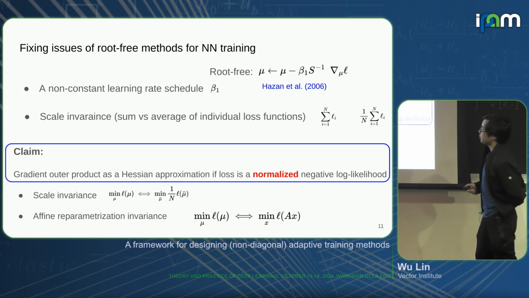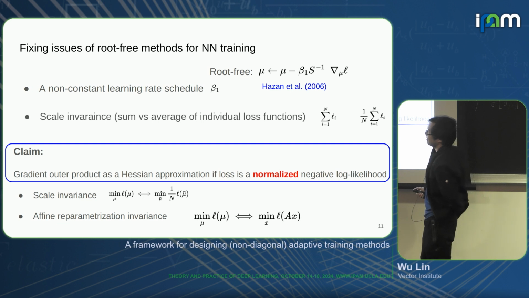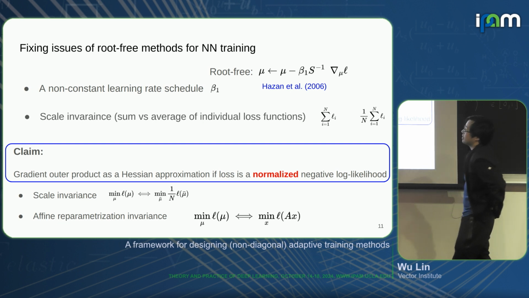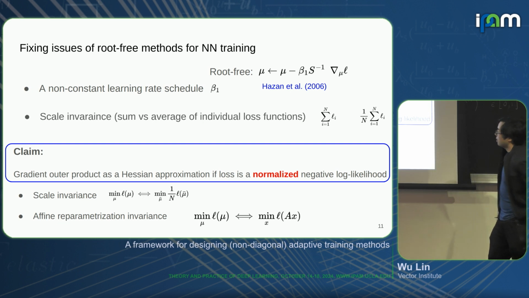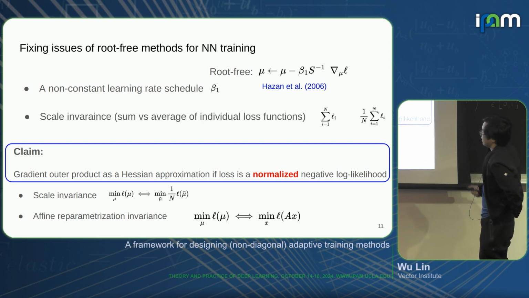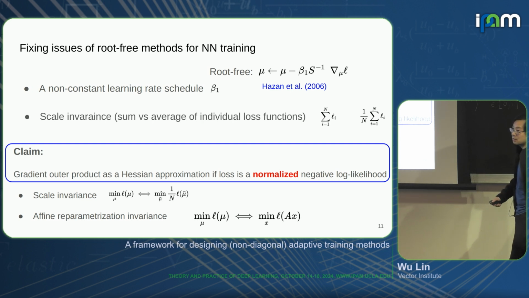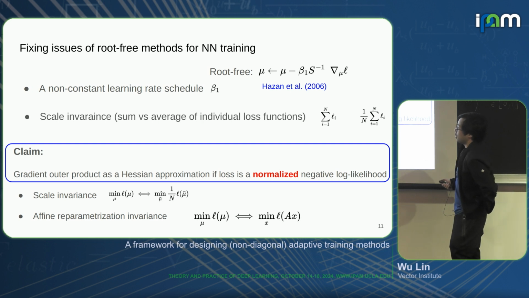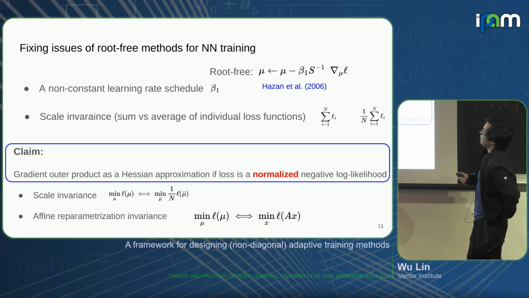Also, in our paper, we show that the gradient outer product can be considered a Hessian approximation if the loss can be considered a normalized negative log likelihood. As you can see, this should be normalized, which means it does matter whether it is a sum over individual loss functions or an average of individual loss functions.